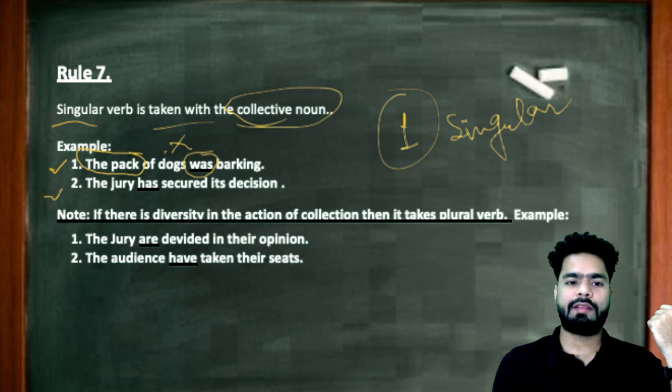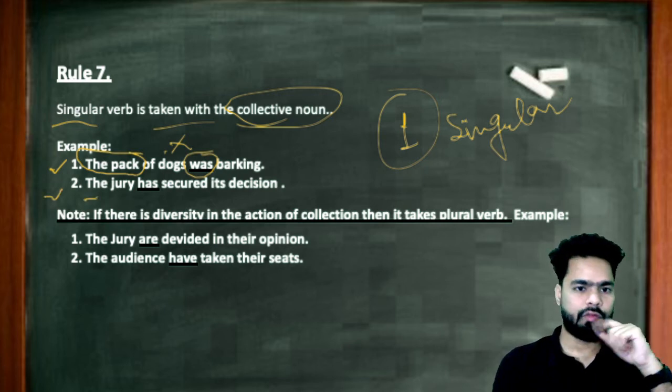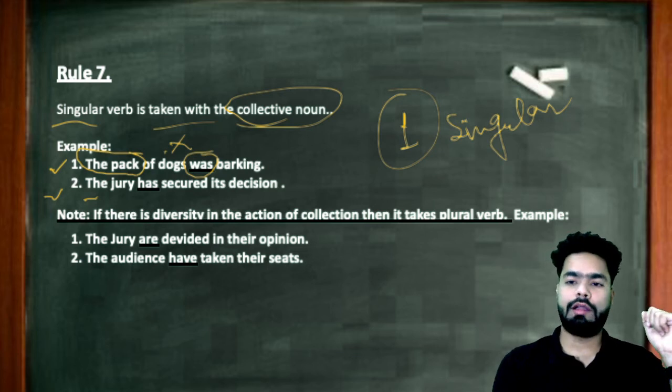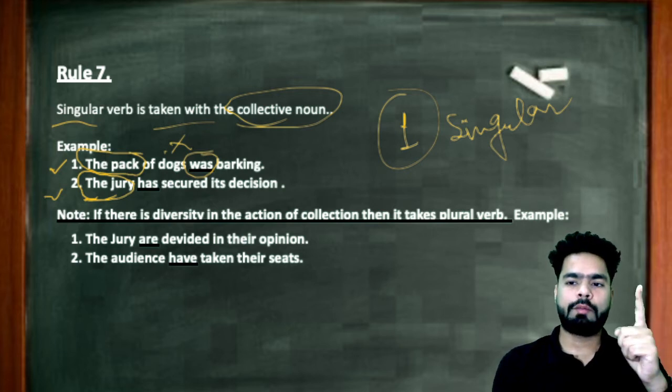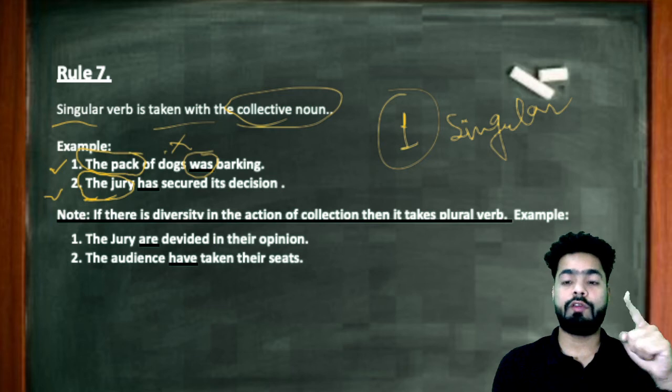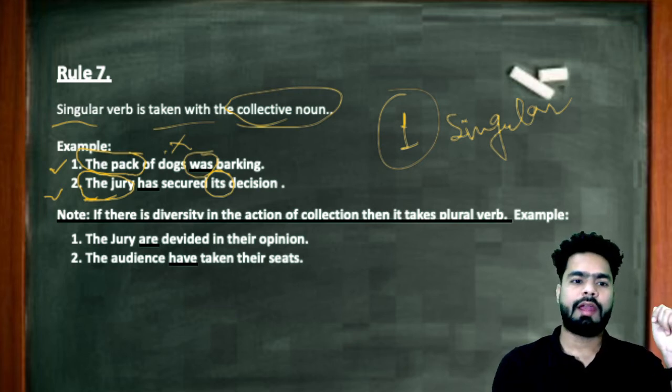Then another example says, "The jury has secured its decision." Now we are talking about the jury. The jury means a collection of judges. The team of judges is called a jury. The jury is one, the collection is one, in which case we will use a singular verb. The subject is singular, so we use a singular verb, "has," and "its." The jury has secured its decision, not their decision. Is it clear?